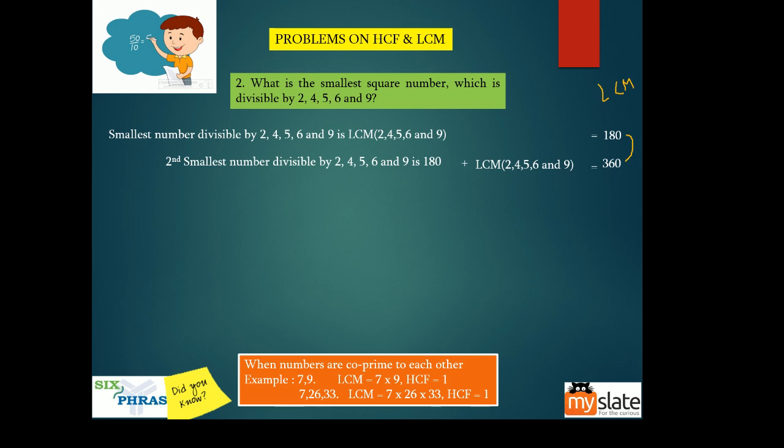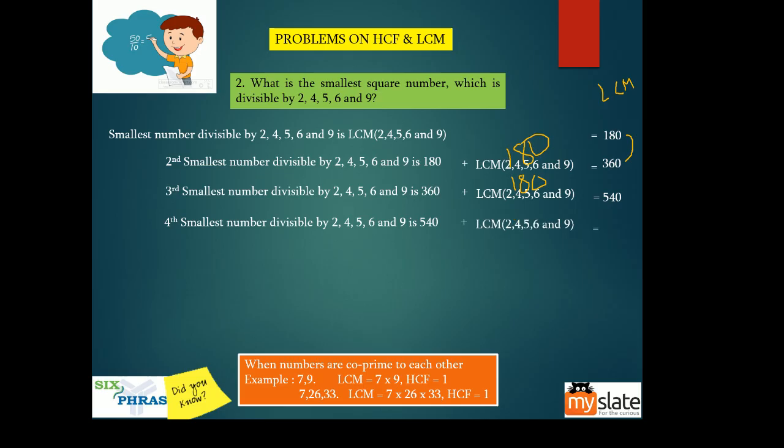It is 360 plus 180, which is 540. So the third smallest number will be equal to 540. So this is 180, right? So 180 plus 180 will give you 360. Now 360 plus 180 will give you 540. Fourth smallest number is 720. Guys, this goes on. But you need to find a perfect square.